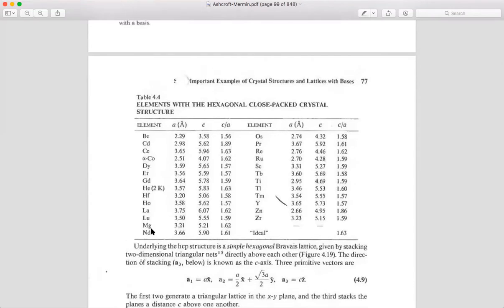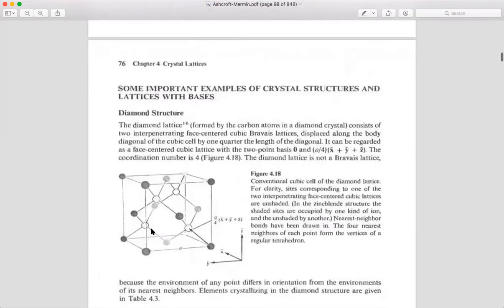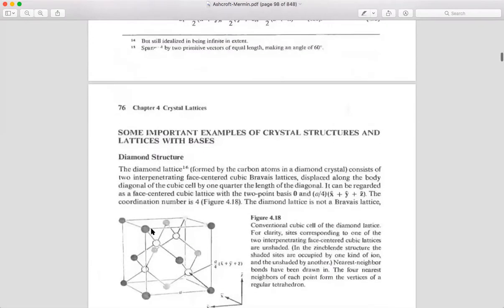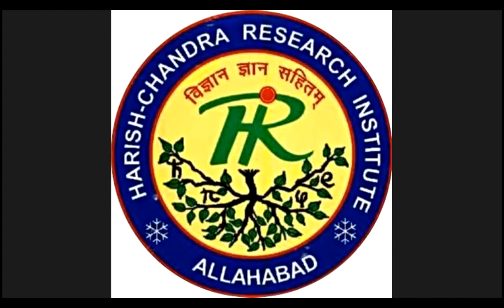Now, apart from this, these are monatomic solids. You could have compounds, and they also crystallize in these kind of FCC or BCC structures. And the most common ones are, let me just try to dig out something.